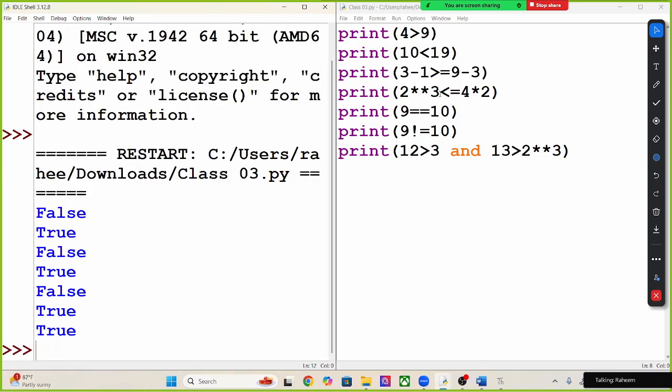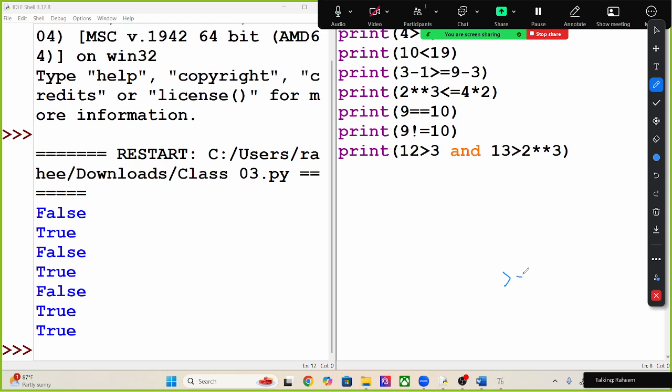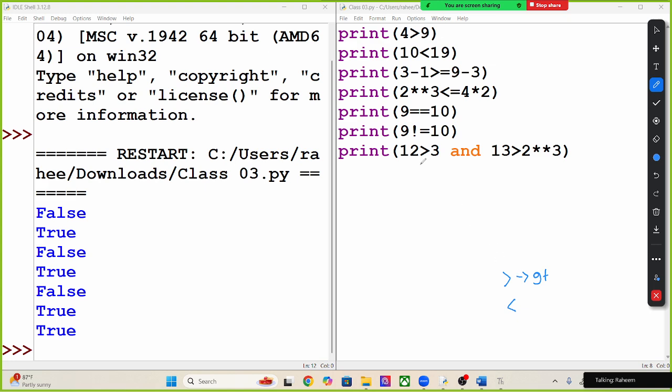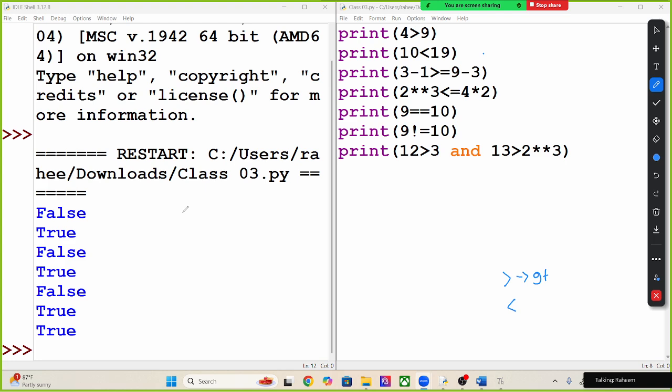So if you take the first one, it's really simple. Is 4 greater than 9? No, it is not. 4 is smaller, so this is greater than and this is less than, right? So 4 is not greater than 9, then it prints false. This is how it works.